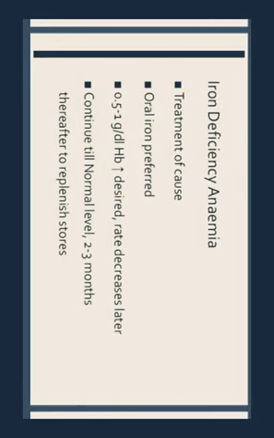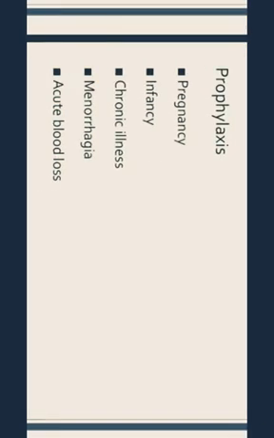So as far as therapeutic uses, these are the oral iron preparations. We call it prophylaxis; we use it in pregnancy and infancy. Infancy is a condition in which the infant child doesn't have that much blood, so we give iron in that case. In chronic illness, if chronic bleeding occurs in our body, we can give it. And in menorrhagia, in which there is excessive blood loss through menstruation, we give iron. In acute blood loss also.